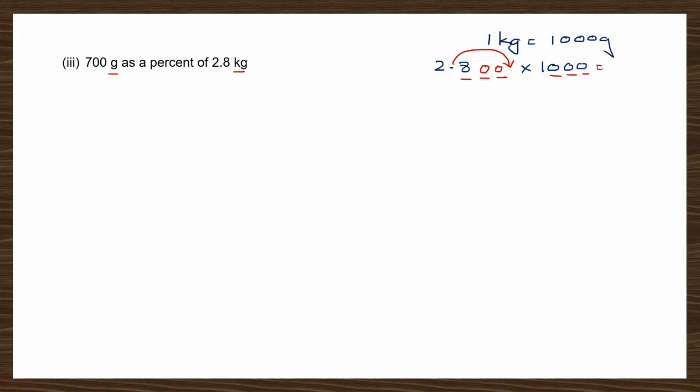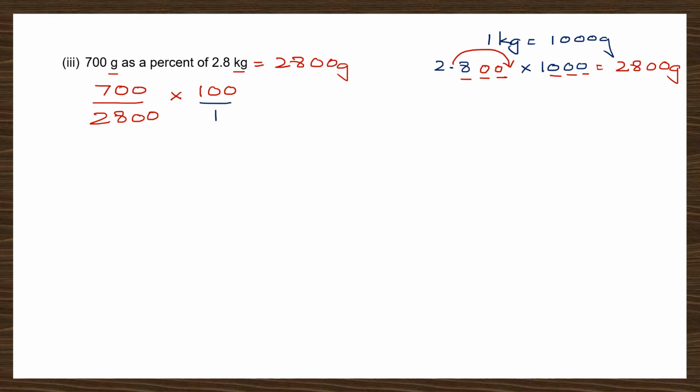So now what do I have? 2800 grams. 2800 grams. So this has now become 2800 grams. So express 700 grams as a percent of 2800 grams. So let's divide 700 by 2800. Convert this to percent, so I multiply by 100 by 1.